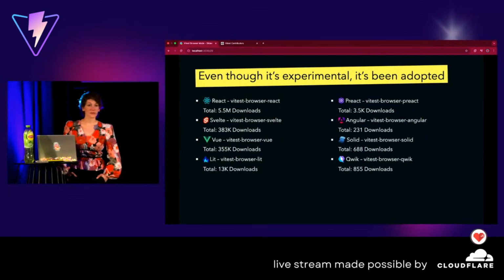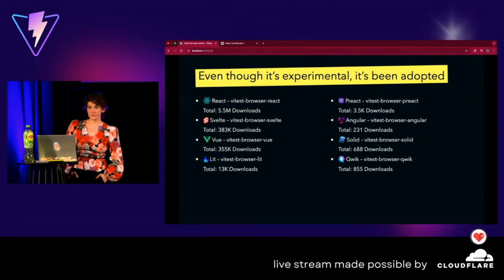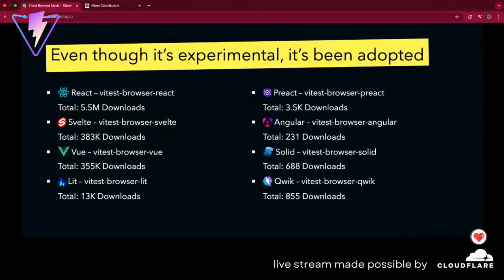So even though it's experimental, it's been adopted. It has over 5.5 million downloads on Vitest Browser React. It's actually only a slice of @vitest/browser, and we're trying to figure out where the other downloads go. And so we think that there's a lot of people using Testing Library with Vitest Browser Mode. Hands up, Testing Library plus Vitest Browser Mode. How do you render your components, Browser Mode people? Do you write them to the DOM directly?